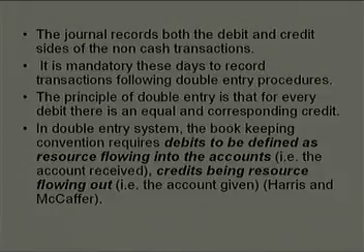Now, in double entry system, you will find that debits are defined as resources flowing into the accounts. That means, whatever account you are receiving, that goes under debit, and whatever resources are flowing out, that are kept in credit side. So, resources flowing into the accounts in debit side, resources going out of your accounts, that you put it in credit side.